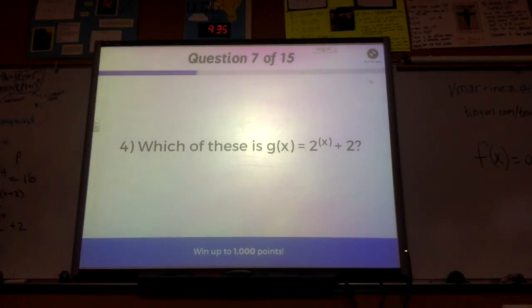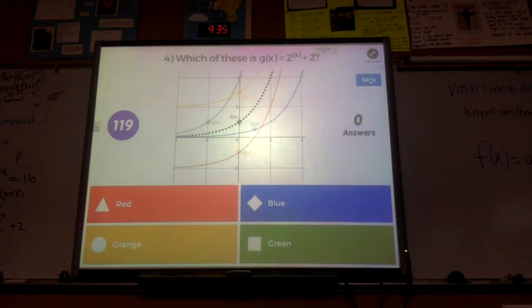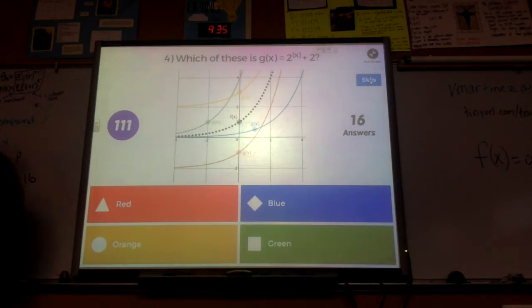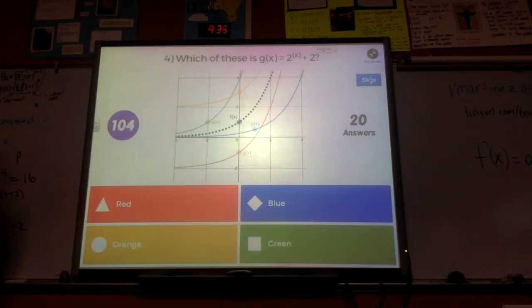Which of these graphs is g of x equals 2 to the x plus 2? I tried to get the colors to match up too. Which one? Is orange the top one or the bottom one? Wait, never mind. Look at the graph. I take it back.